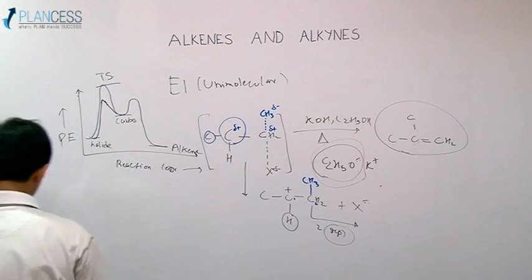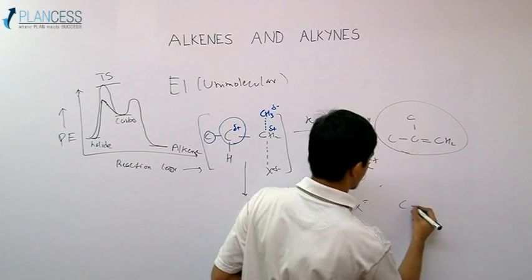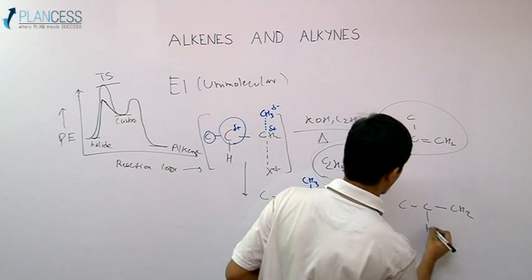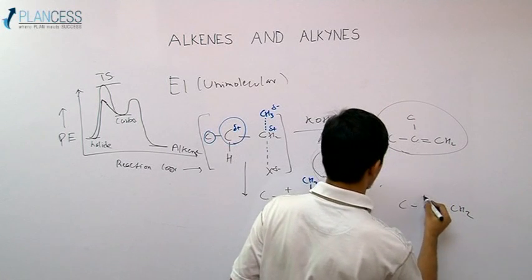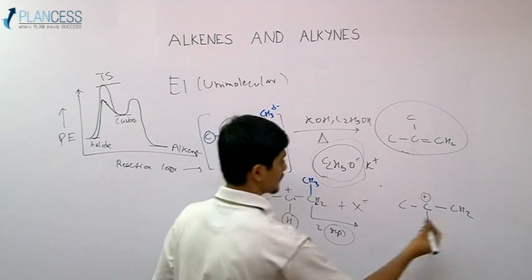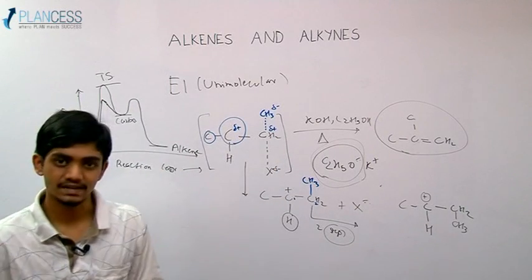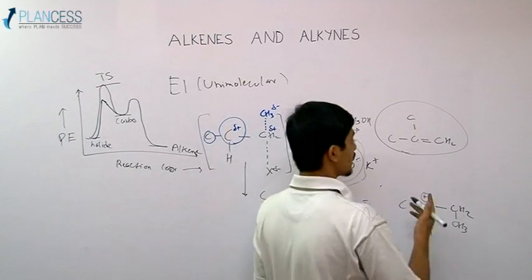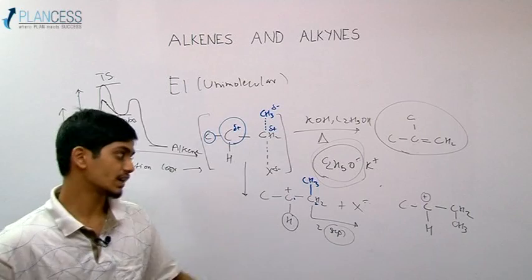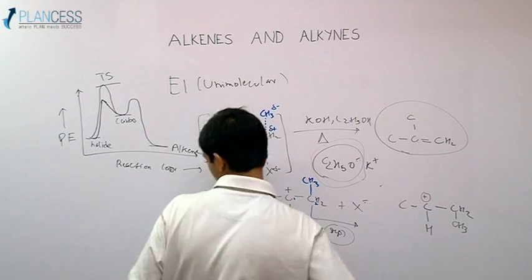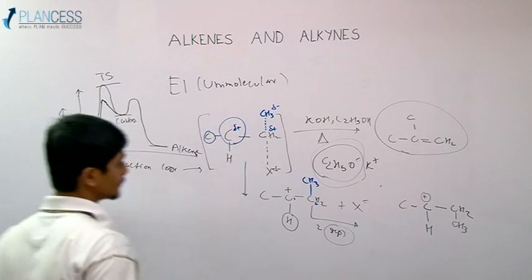I will write CH2, hydrogen is present over this, there is a carbocation over here, and we have a CH3 over here. Now the base has to abstract a hydrogen from here so that we can stabilize the negative charge and form an alkene. Now there are so many alpha hydrogens possible.